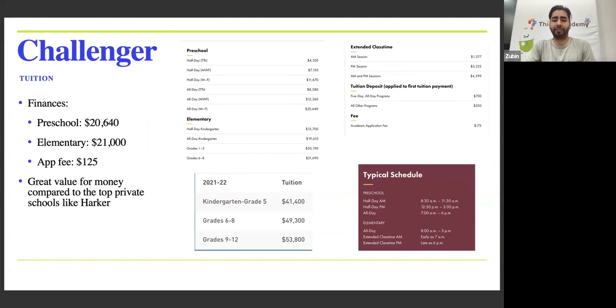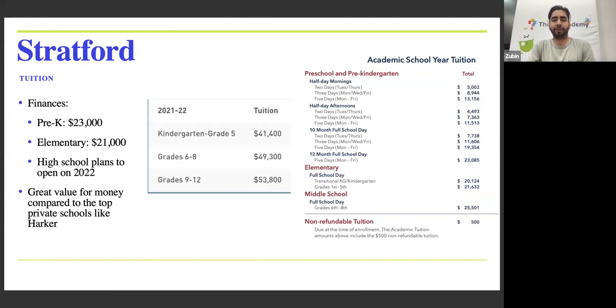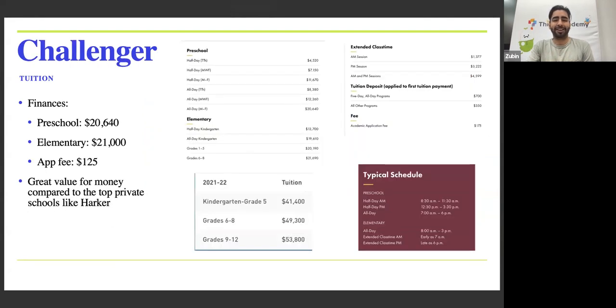There is an application fee, which is fixed at $125. In Stratford, if you start the application and you abandon it, there will be a penalty charge. So keep that in mind. That will be a non-refundable $500. So if you do start the application, I recommend completing it.